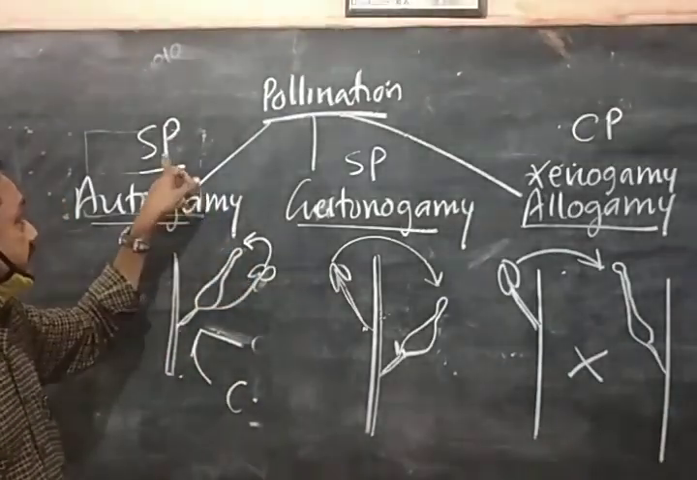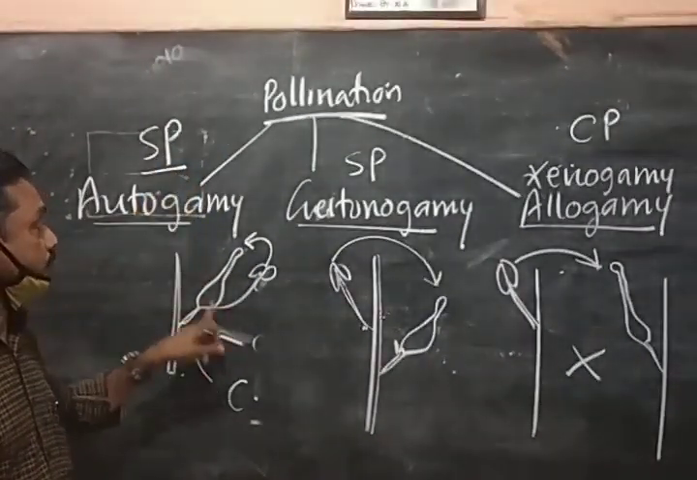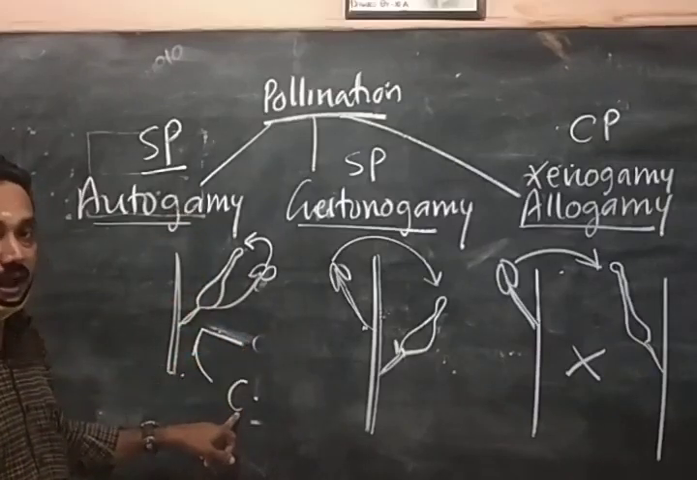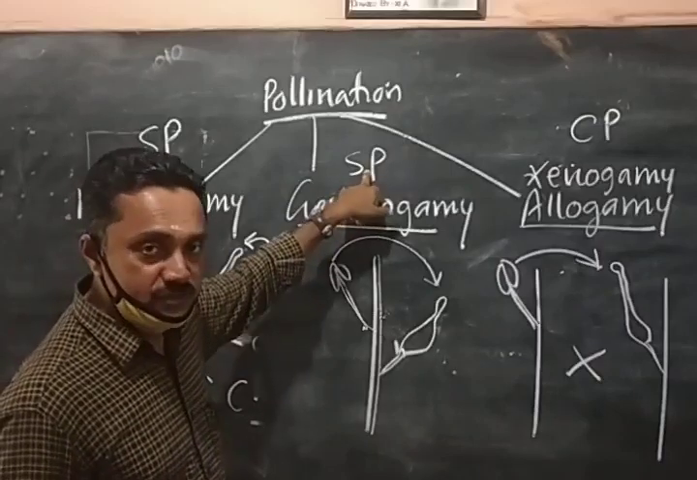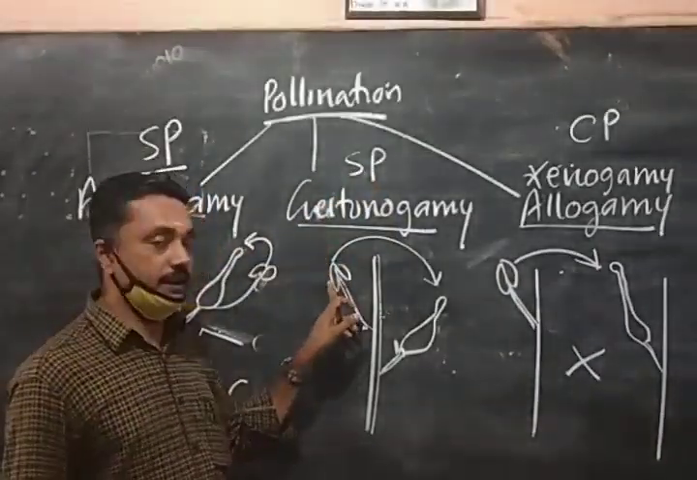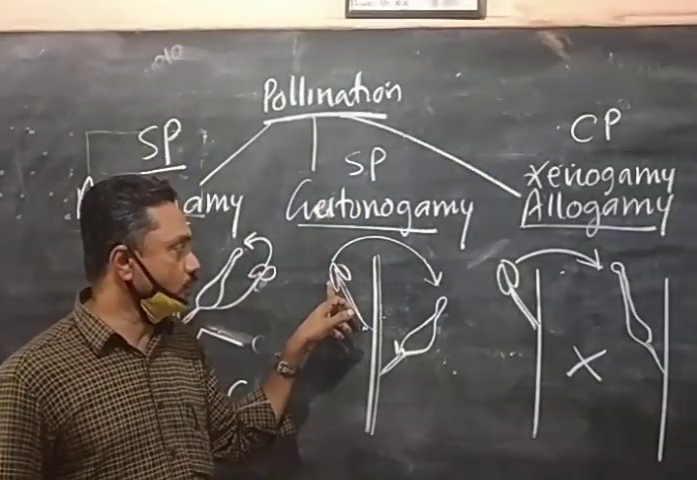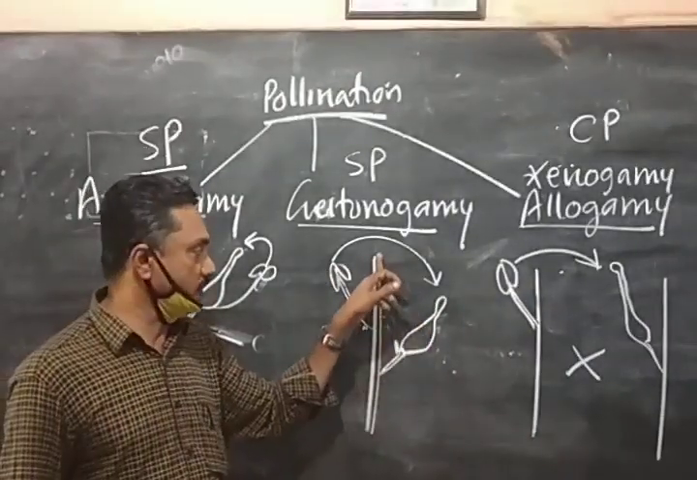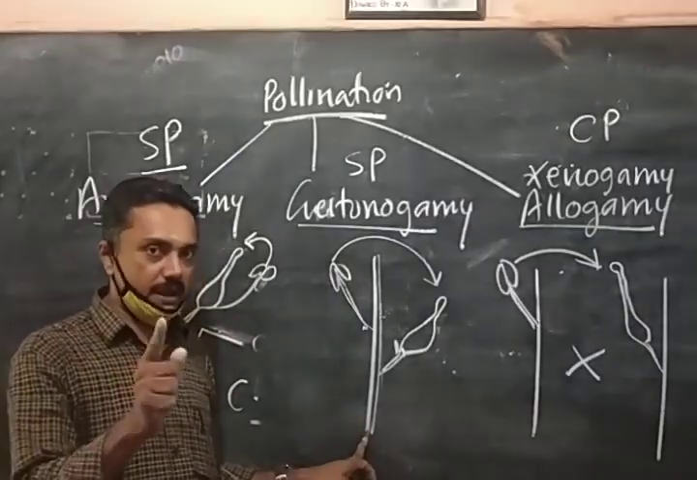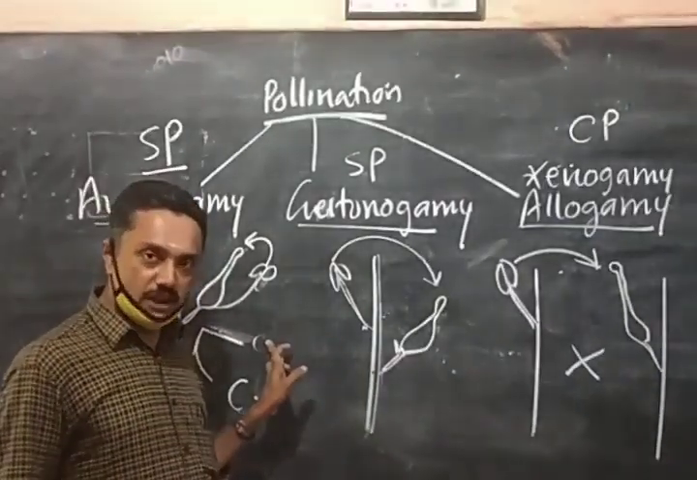And it is a type of self-pollination, and these are two types: autogamy and cleistogamy. Geitonogamy is also a type of self-pollination in which pollen grains are transferred from the anther of one flower to the stigma of another flower of the same plant. One plant is enough in both cases of self-pollination.